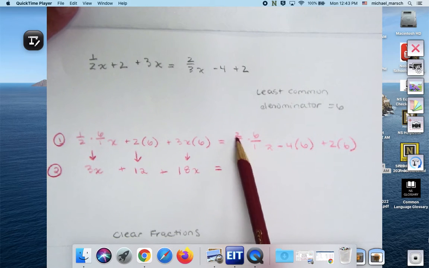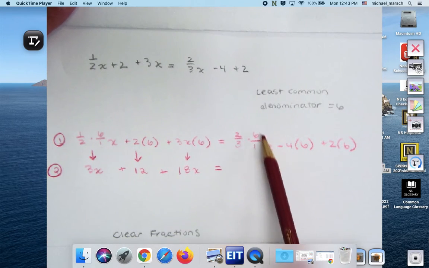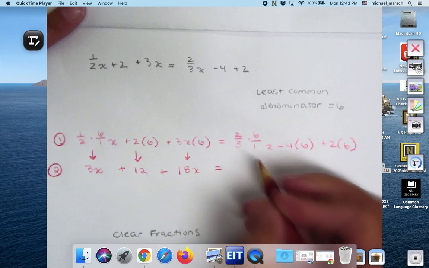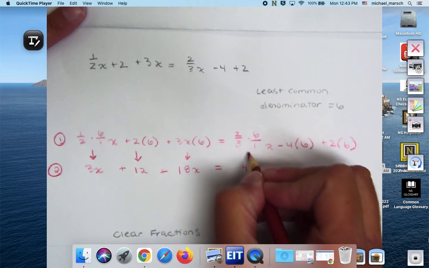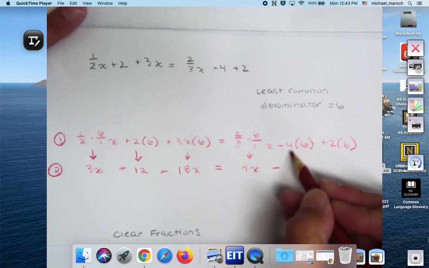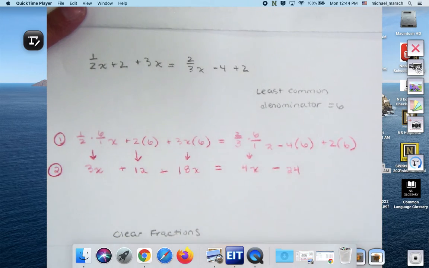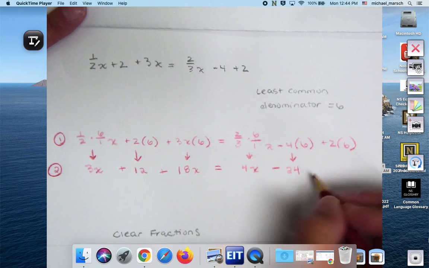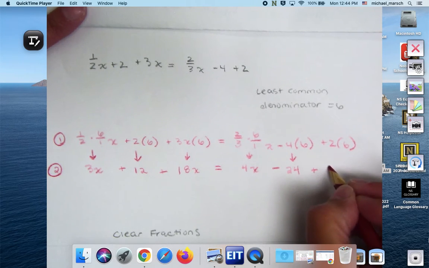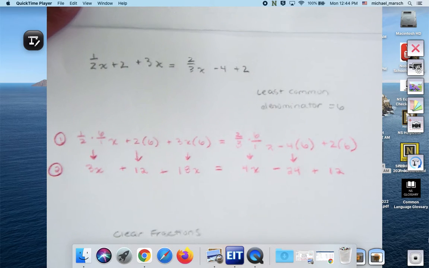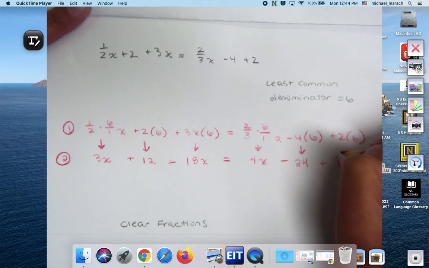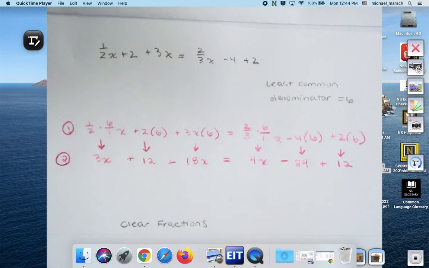2 times 6 is, 3 times 1 is, 12 over 3 gives me 4x. Negative 4 times 6 is negative 24. 2 times 6 is 12. Right? So now we have no fractions. We have no parentheses. We're on a roll.